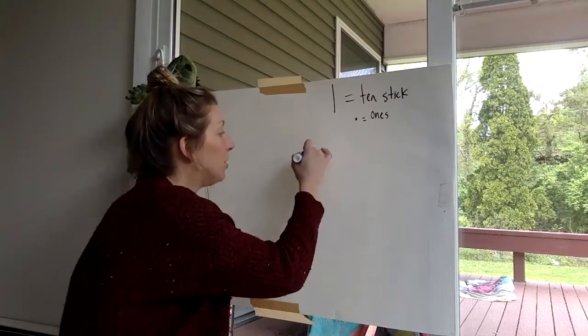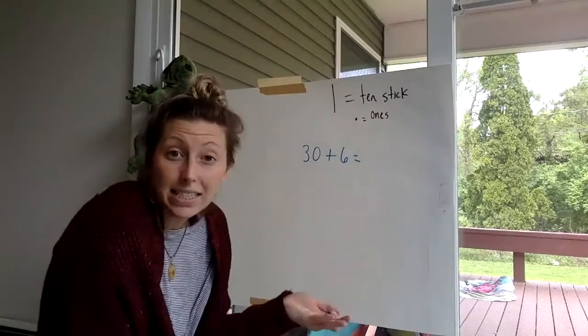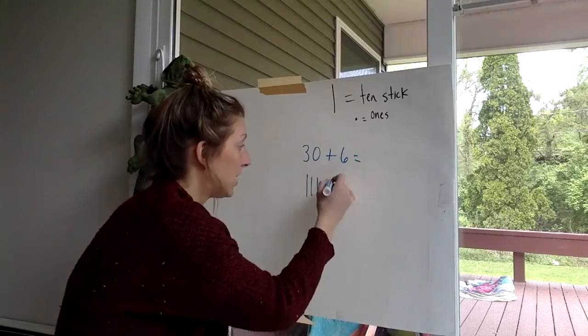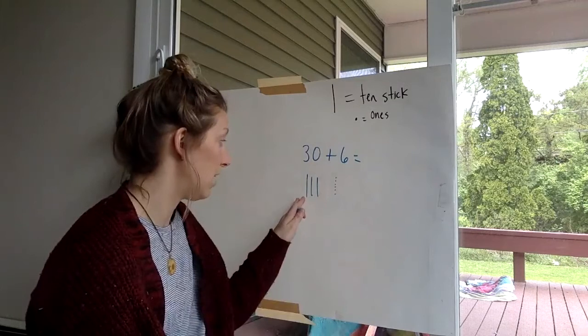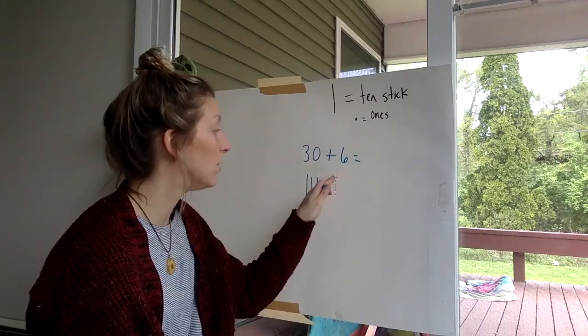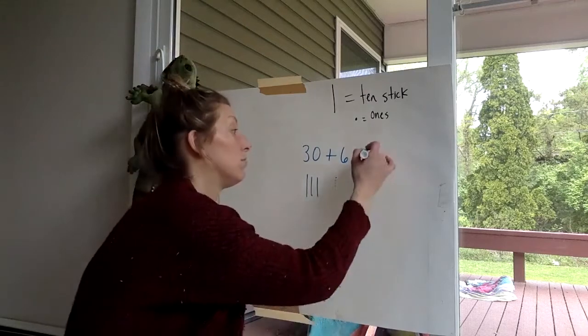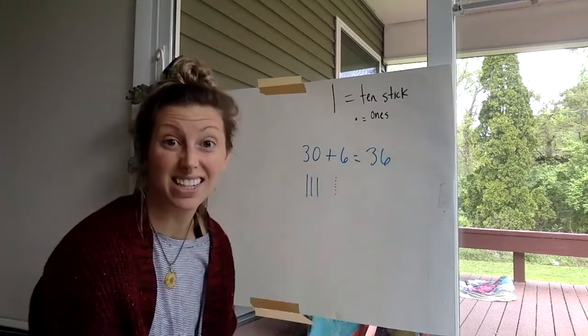So if I have 30 plus 6, I can easily draw that out. I can say 30, which is 3 quick tens, and then I have 6, which is 1, 2, 3, 4, 5, 6. So I can count 10, 20, 30, 31, 32, 33, 34, 35, 36. So what's my answer? 36. You can also look at that like 36 and just say it.